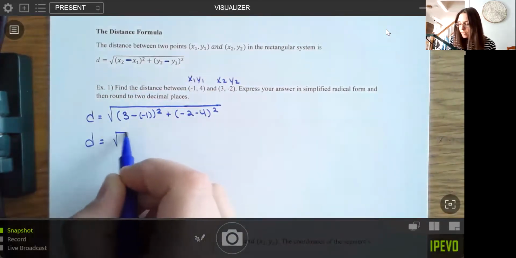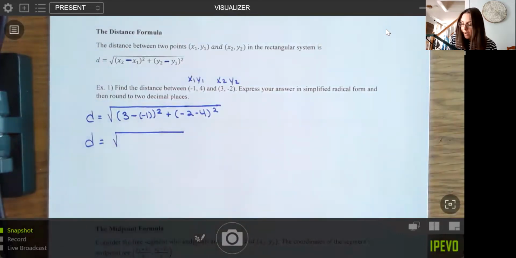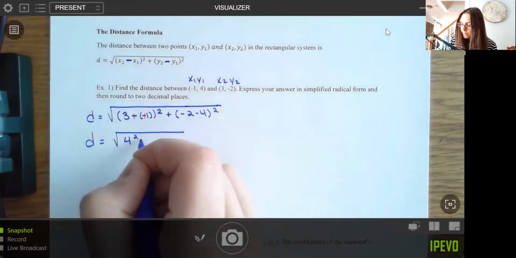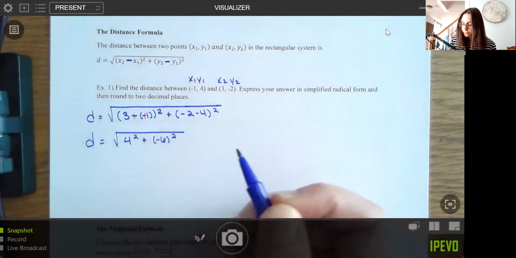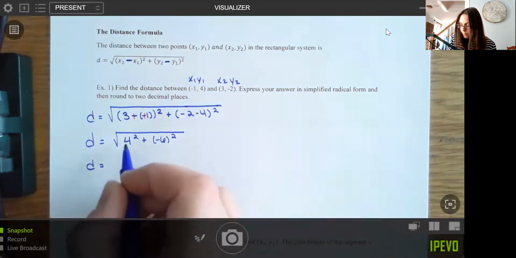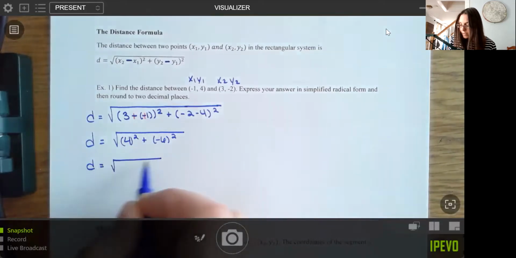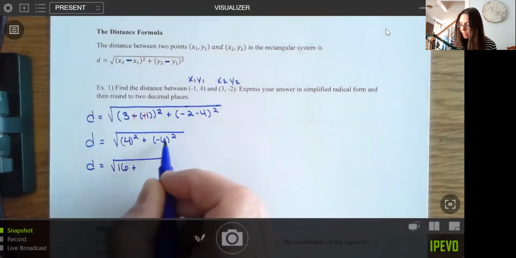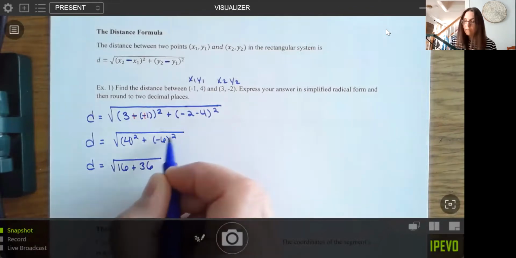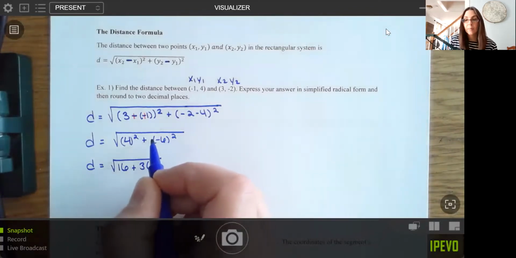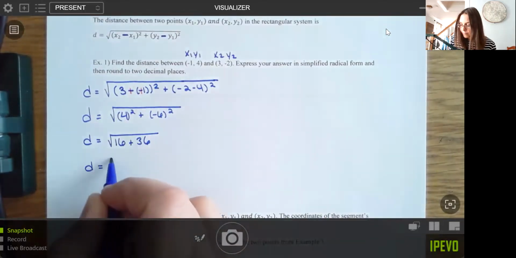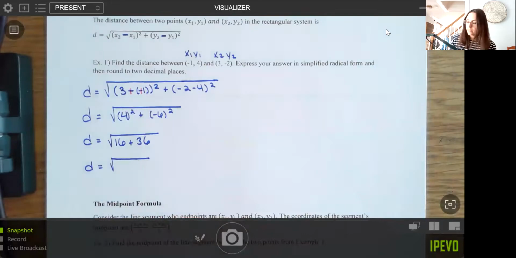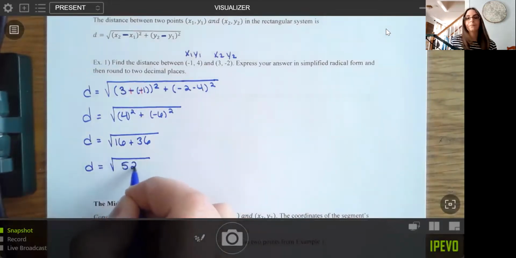You're going to use order of operations, simplify inside first. So here I end up with 3 plus 1, which is 4. So I have 4 squared. And then here, -2 minus 4 is -6 squared. Now, 4 squared is 16, and -6 squared is 36. When you square, that negative will cancel out. It's -6 times -6, which is positive. And then we're going to add these together, and we get 52.